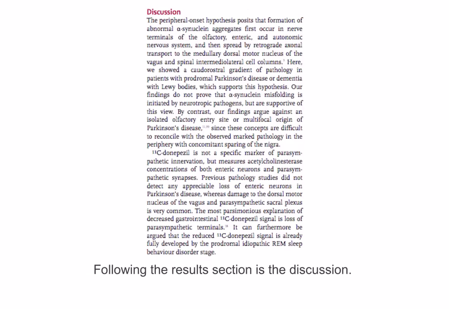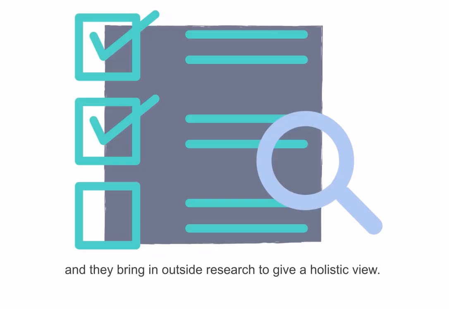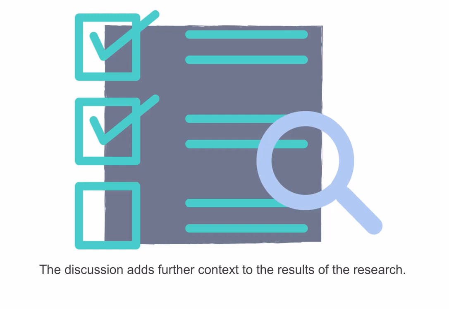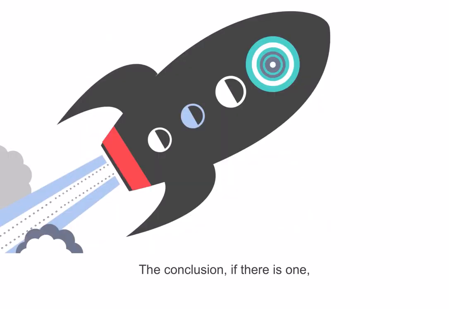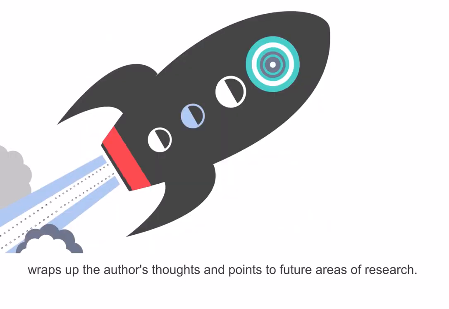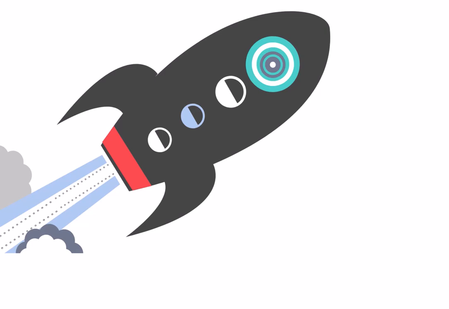Following the results section is the discussion. The discussion examines the results more broadly, and it may bring in outside research to give a holistic view. The discussion adds further context to the results of the research. The conclusion, if there is one, wraps up the author's thoughts and points to future areas of research. Sometimes the discussion takes care of these points.